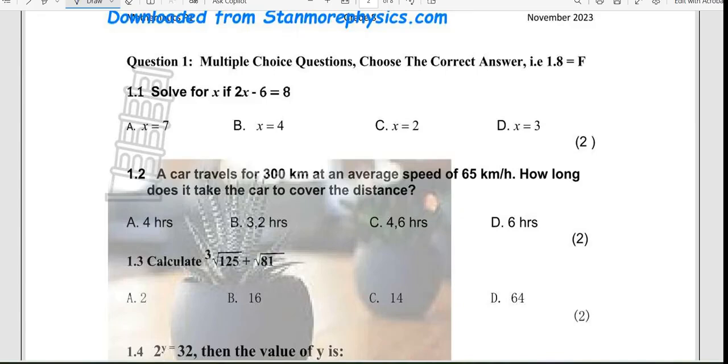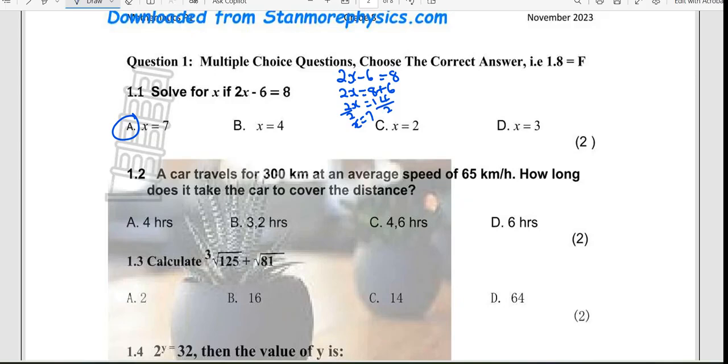All right, let me write it down. It's going to be 2x minus 6 is 8. I'll take this minus 6 to the other side and it will change sign. 2x is going to be 8 plus 6. 2x will be 14. I'll divide by 2. And then x is going to be 7. So the correct answer is 7.